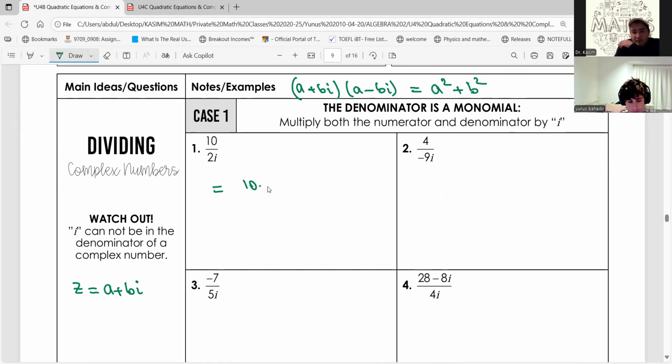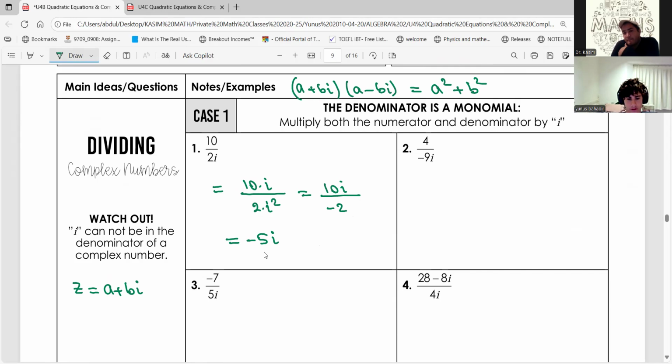I multiply top and bottom by i. If you multiply top and bottom by i, here we have 2i squared. What is i squared? Negative 1. So here we have 10i divided by negative 2. Now if you simplify this, that's equal to negative 5i. The real part is 0. The imaginary part is negative 5i.